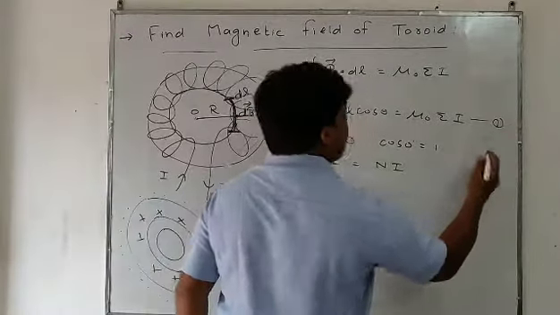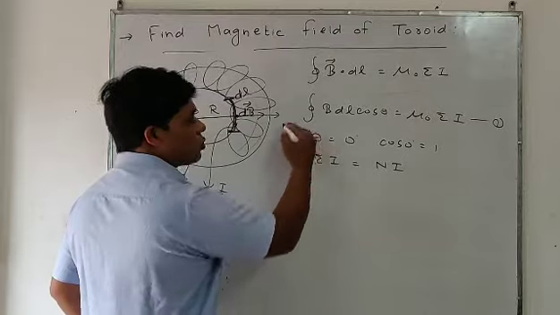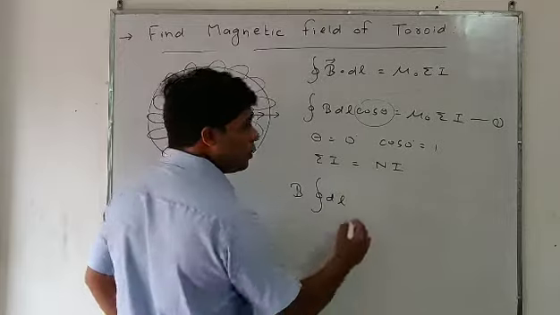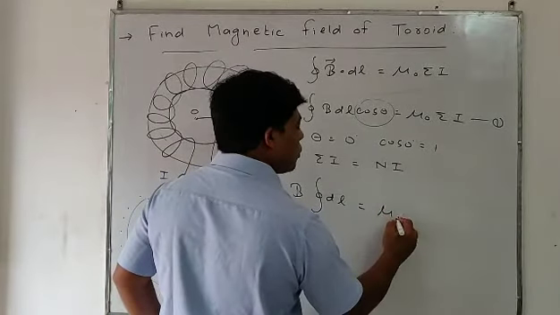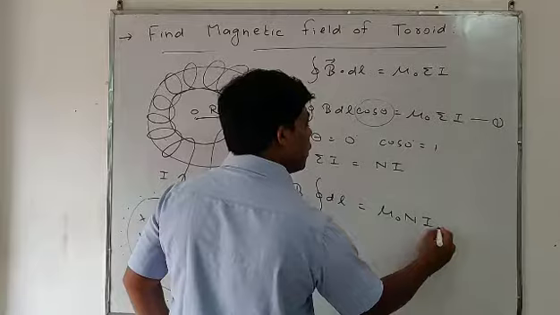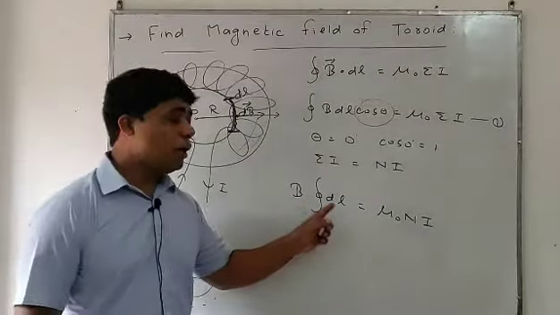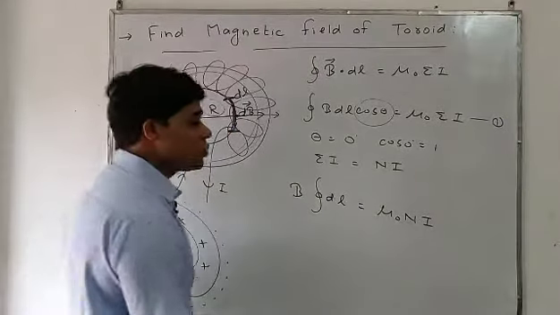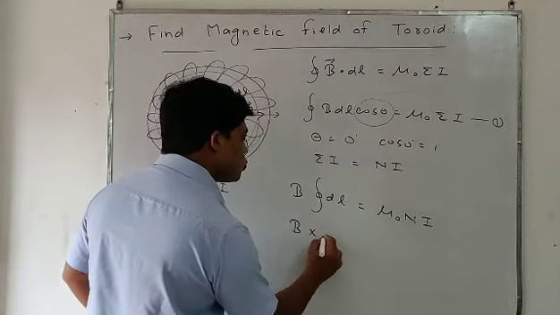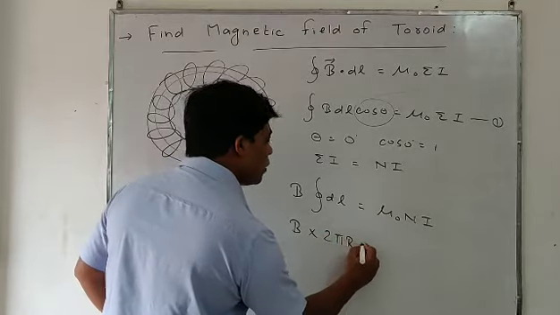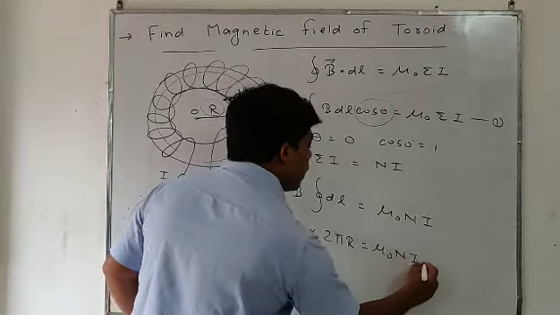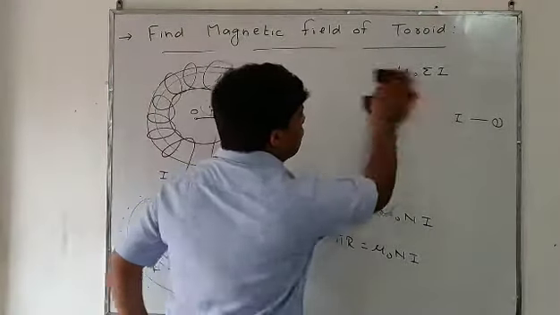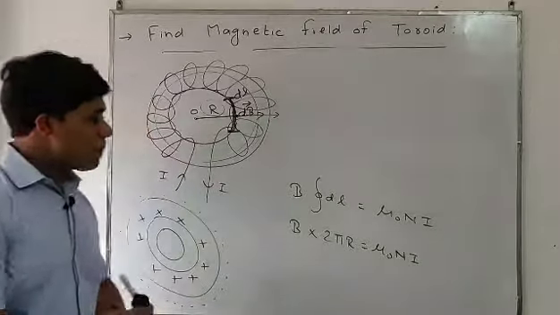In that first equation I will make two changes. B comes outside, integration dl will remain, cos 0 will be 1 and mu naught sigma I becomes NI. Now students, integration dl means total length of this toroid, that is of radius r, that will be the circumference 2 pi r. So B times 2 pi r equals mu naught NI. Now students, you can take a screenshot. I am going to remove the upper portion. Have you understood? I think.